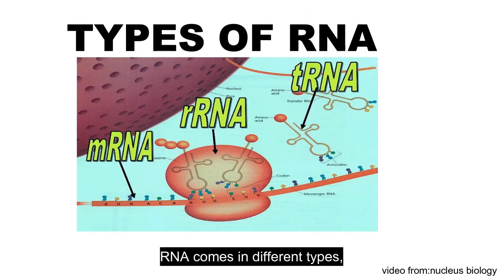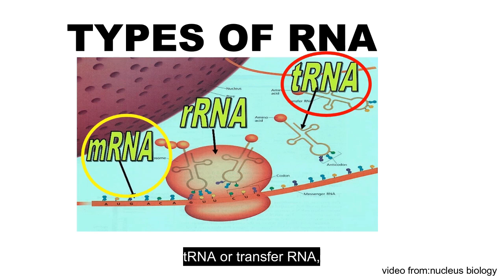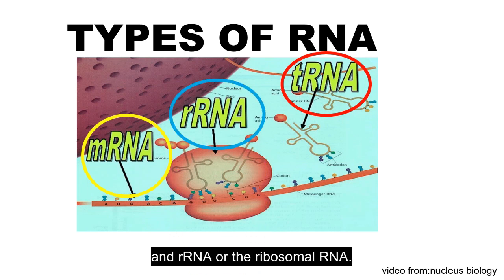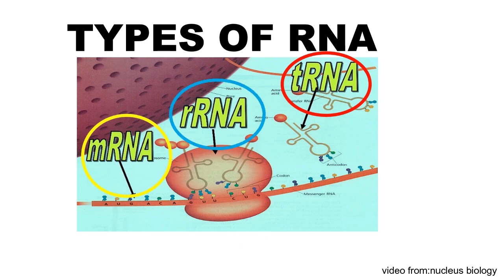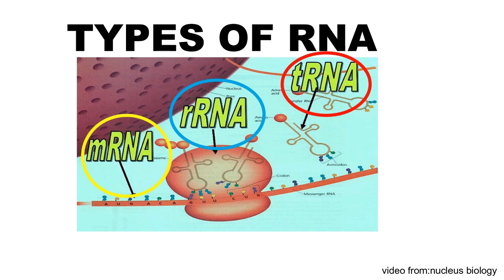RNA comes in different types, but the most important for protein synthesis are mRNA or messenger RNA, tRNA or transfer RNA, and rRNA or ribosomal RNA. Now, let's take a closer look at each of these.